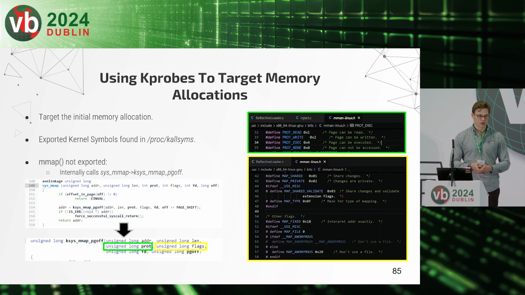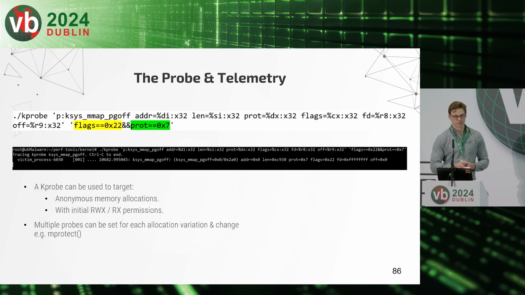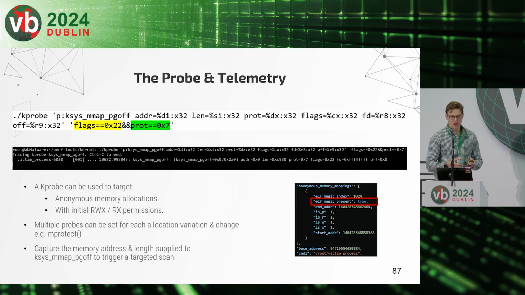And then by monitoring the protection and flags parameters, we can reveal the permissions and the memory type provided to mmap. So, for instance, in this case, we want to collect the RDX and RCX registers for our probe. Using the hex value 22, which translates to private and anonymous memory regions, and the value 7 for read-write-executable permissions, we can then define our first kprobe. When I tested this against the InfoSec Gorilla tool, it successfully identified the creation of this memory region in the victim process.